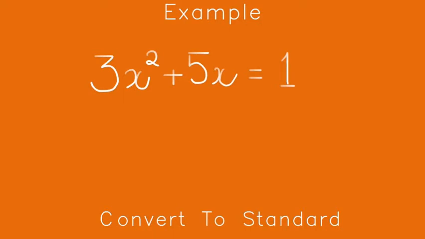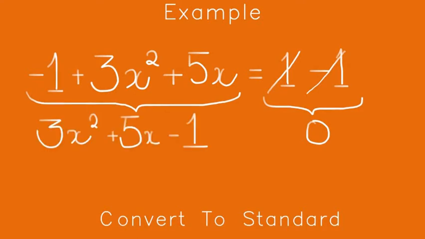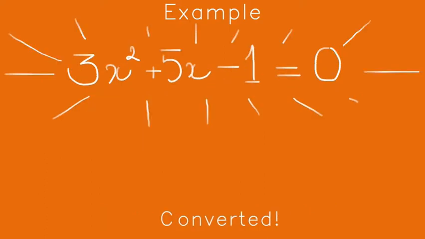Again, we need to convert it into its standard form. We don't want that 1 on the right hand side, we want it on the left hand side, so we can subtract 1 on both sides. On the right hand side, the negative 1 and the positive 1 cancel out, and we are left with 0. On the left hand side we rearrange the terms so that the x squared term comes first, then the x term, and then the x to the power of 0, which is negative 1 in this case. So this is now in its standard form.